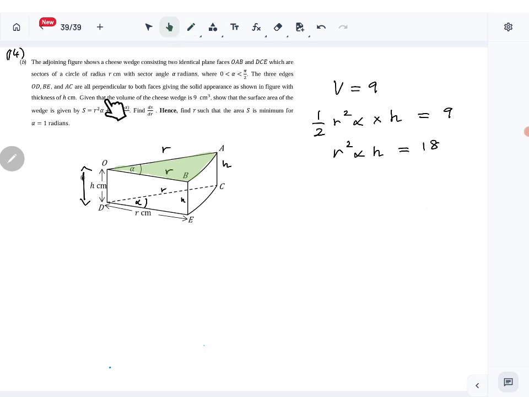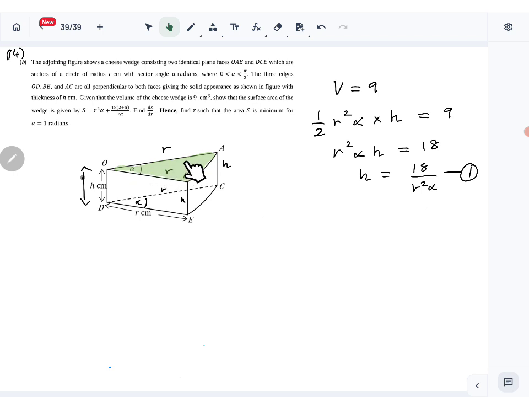So let's look at this expression. We want an expression that doesn't have h, so we'll make h the subject from here. h is what? 18 over r squared alpha, right? That is our first equation, right? So then let's find an expression for the surface area.